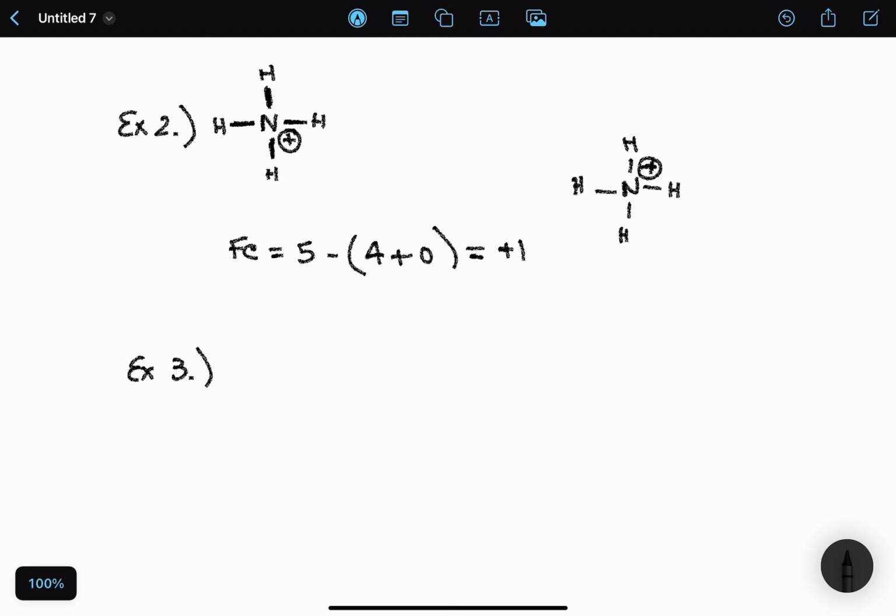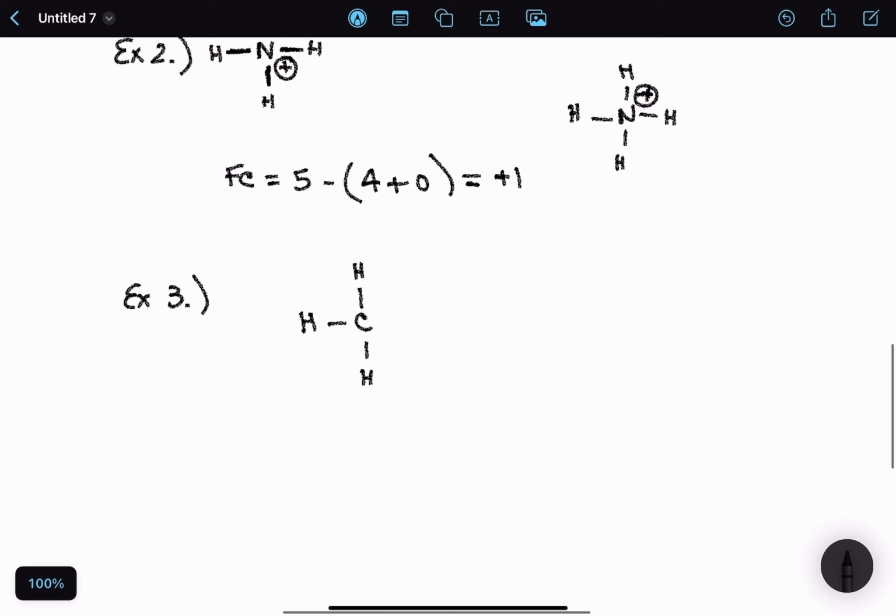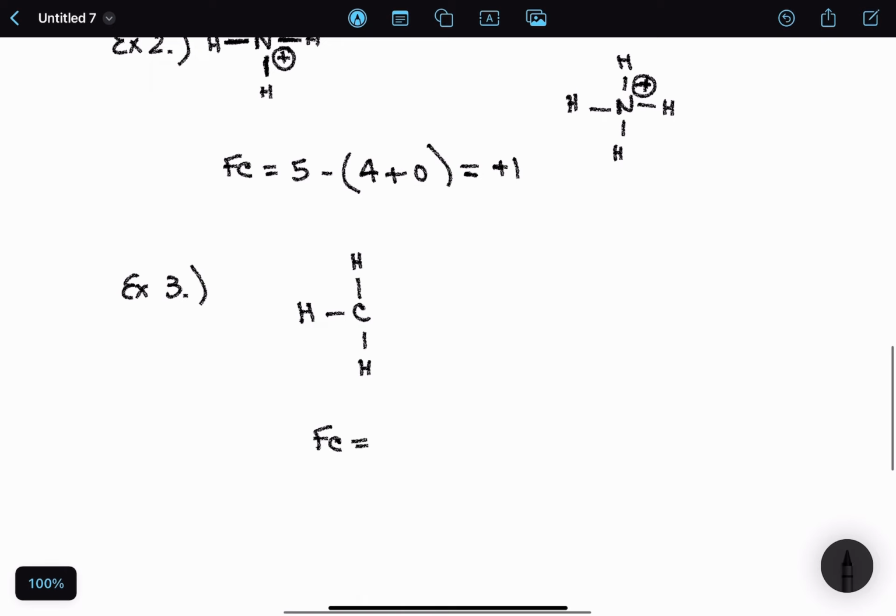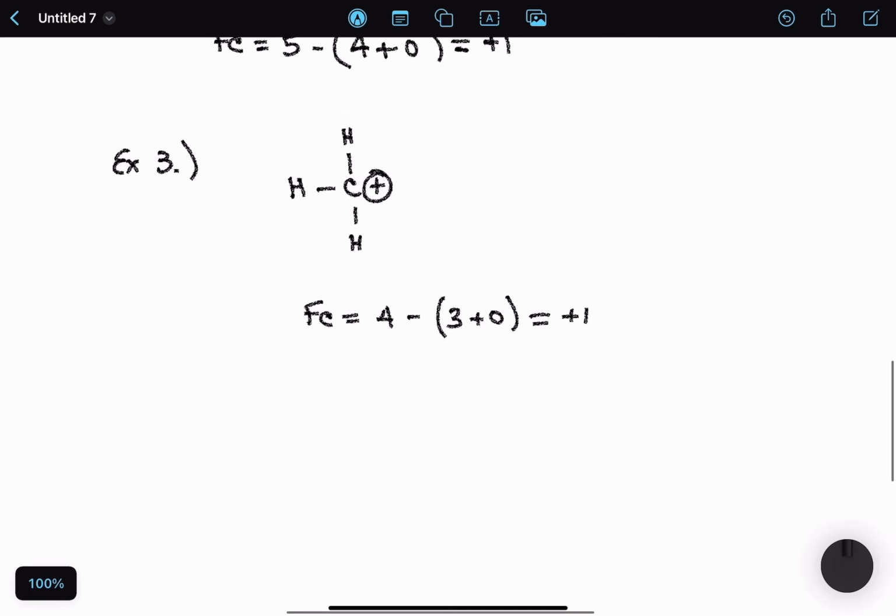Example number 3 is going to be CH3. So that's the proposed Lewis structure. Now, if we do the formal charge for it, the number of valence electrons around carbon is 4, because it's in row 4 of the periodic table. We're going to subtract from it 3 bonds, so 3 lines, plus 0 dots. So it's going to be a positive 1. So we're going to stick a positive charge right on that carbon. And so that will be the correct Lewis structure for that.